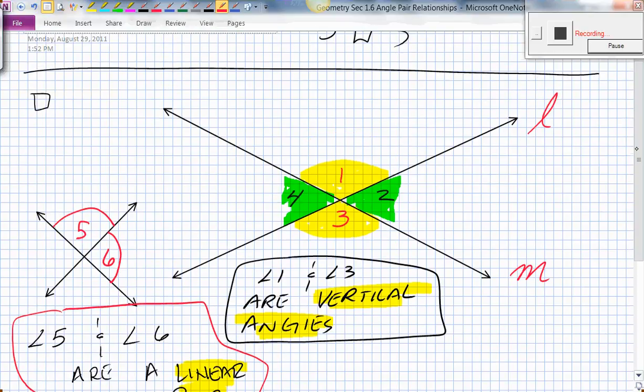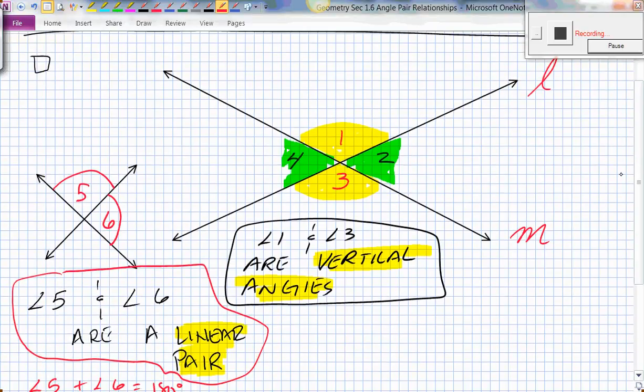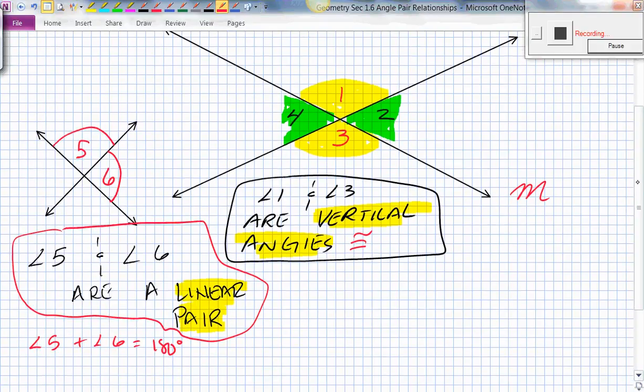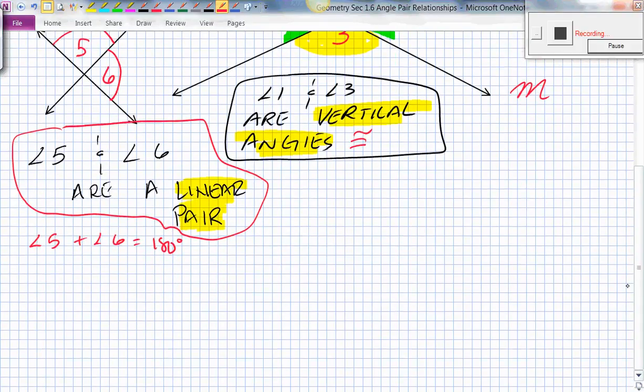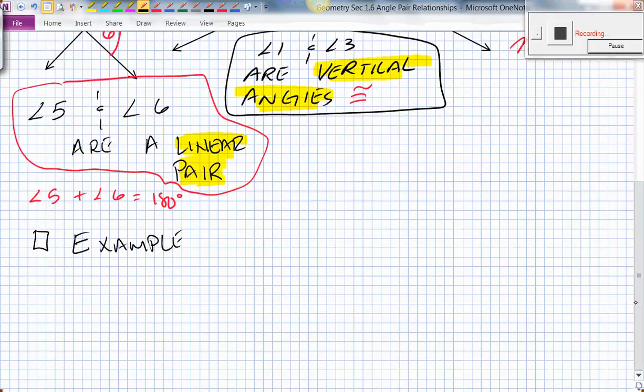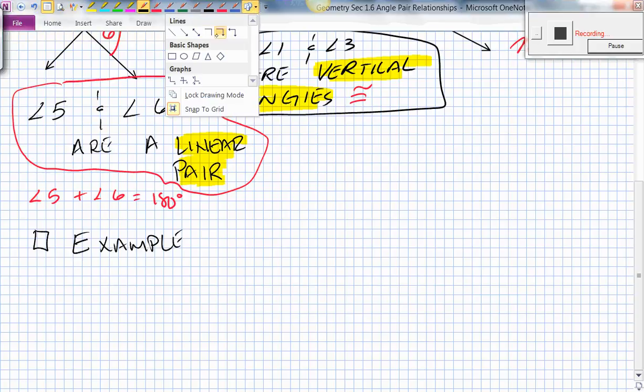All right, so the two big ideas from the first box here are this idea of vertical angles, and vertical angles are congruent, and linear pairs are two angles that are next to each other, or adjacent, that add up to 180 degrees. Does that make sense for you so far? All right, great. Well, let's go on here. Actually, I'd like to just give you an example. Is that okay with you guys? Okay, great. So here's what I'd like you to do.